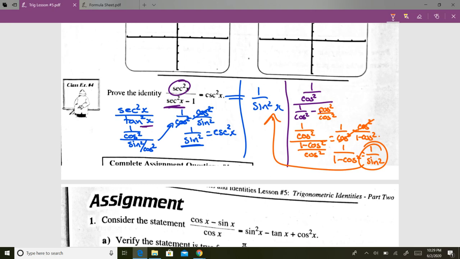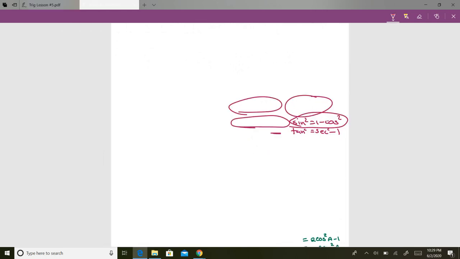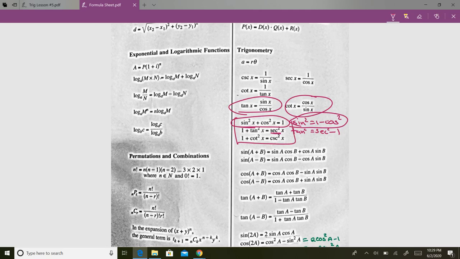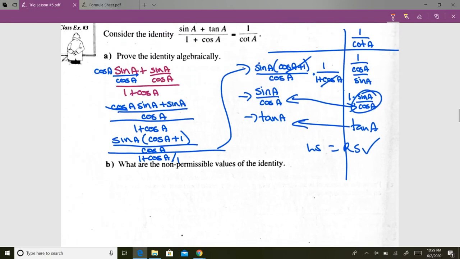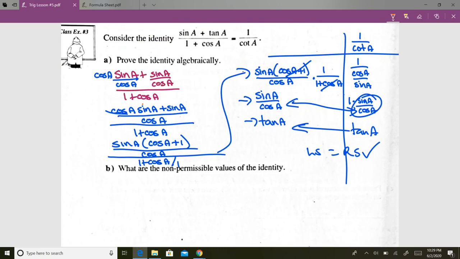Okay? It doesn't really matter which way you do it. There's multiple ways to do almost every question. It's totally up to you. But remember, change everything to sine and cos if you're stuck. If you see a trig function squared and a plus or minus 1, think the Pythagorean identity rewritten. If you have fractions, make a common denominator and put them together. And always remember that you can factor.